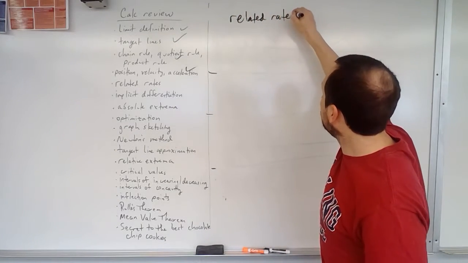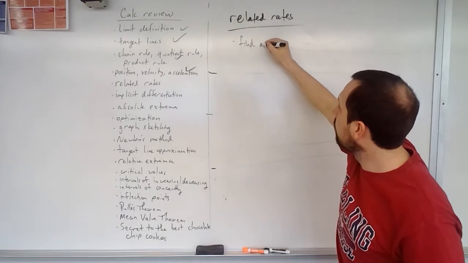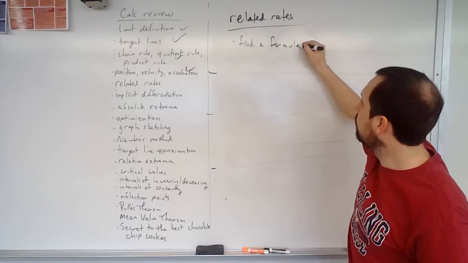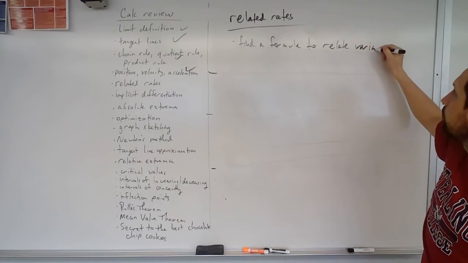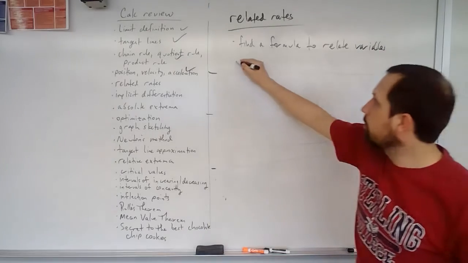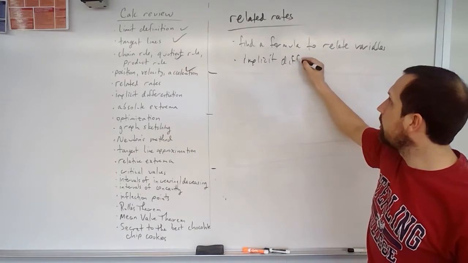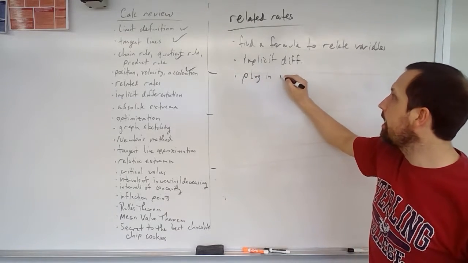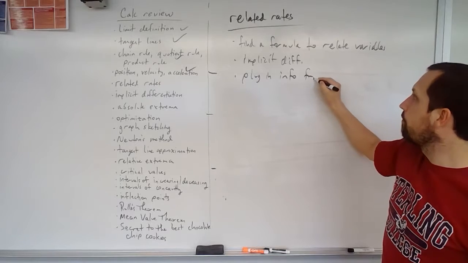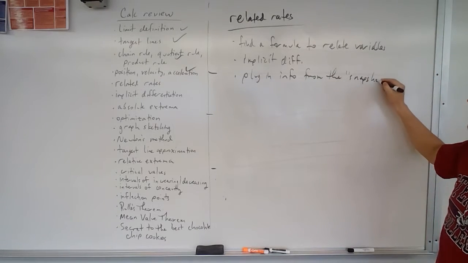so related rates, what you need to do is you need to find a formula to relate variables. Then you're going to do implicit differentiation, and then you're going to plug in info from the snapshot.